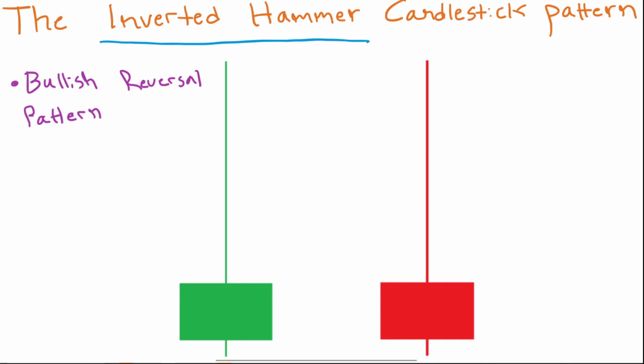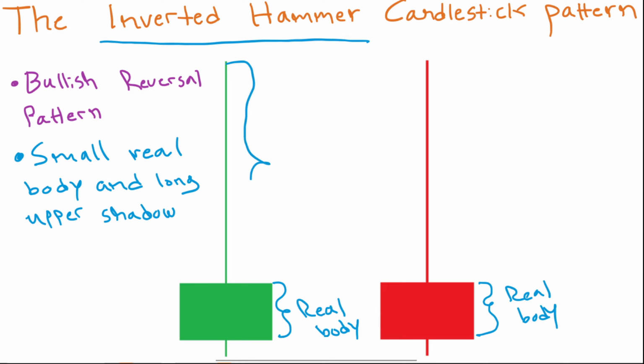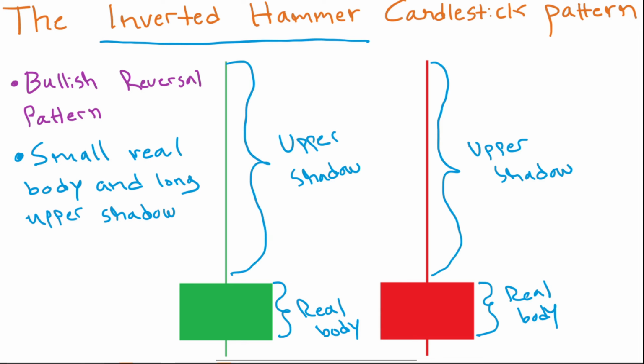But okay, how do we actually identify the inverted hammer? The inverted hammer should have a small real body and a long upper shadow. The real body here is the wide part of the candle. So this is the real body. This right here is also the real body. And the upper shadow is this part right here. The reason we call it the upper shadow is because the line is above the real body.